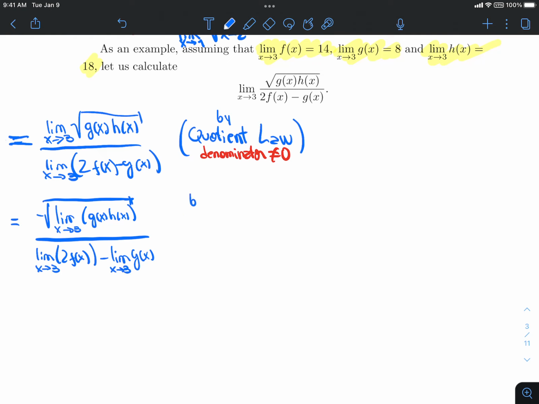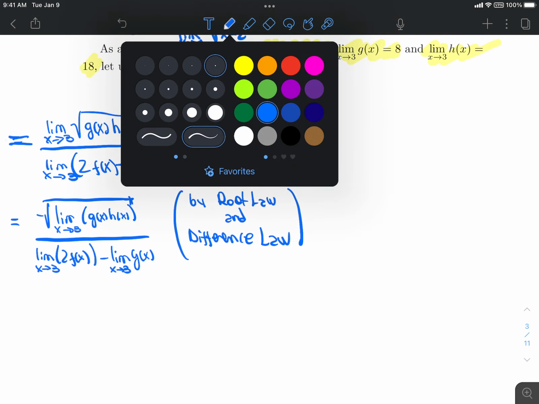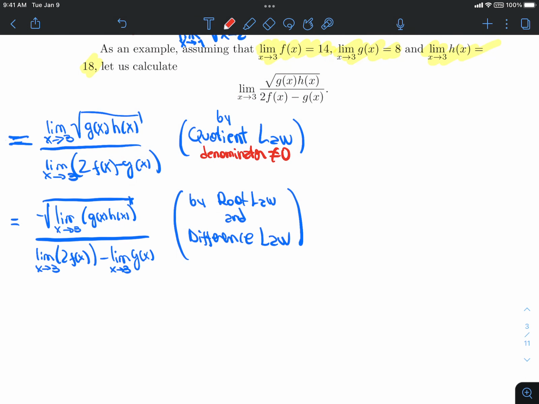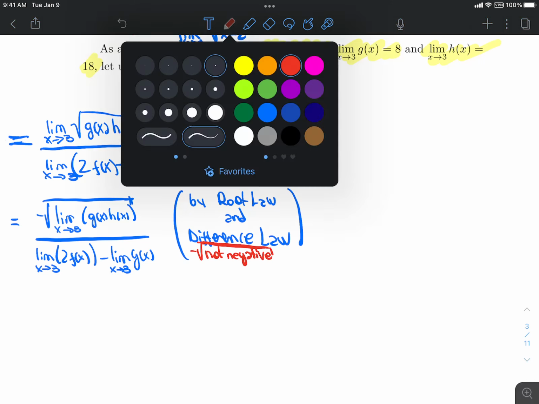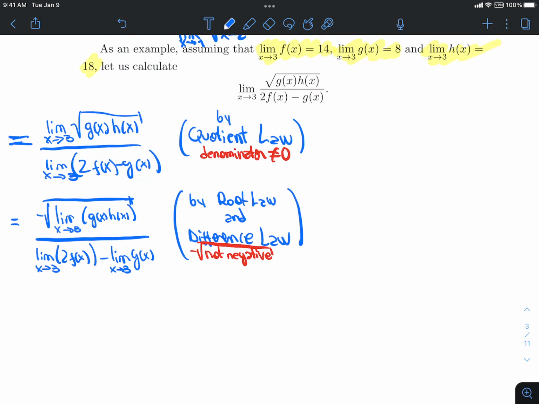So I used the root law and the difference law. And remember, to use the root law, I have to check that whatever is inside a root or square root is not negative. Just writing a note there to see what I did.